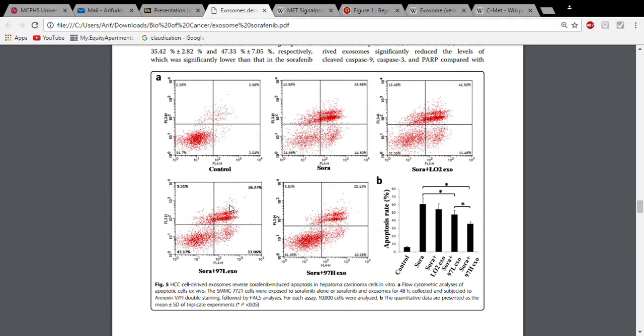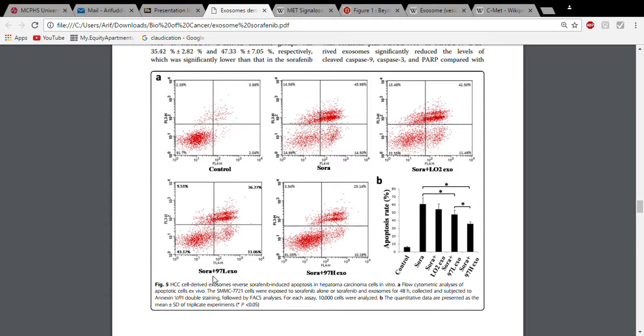There are fewer apoptotic cells now, as you can see. Even though the liver cell exosomes might have reduced the action of sorafenib a bit, the 97L exosomes reduced it even more. That's why you see even fewer apoptotic cells. So with sorafenib alone, there is a huge increase in apoptosis.